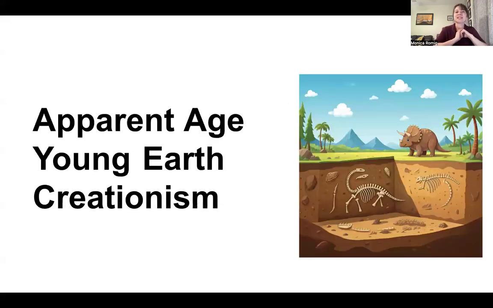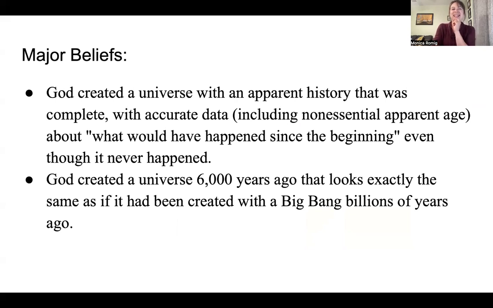Okay, second, young Earth creation theory. This one is called apparent age, or the appearance of age. And I will be candid, it is my personal favorite. I won't say that it's the one that I believe to be true, but I just find it fascinating. And it has to do with this idea of fossils. So here's what they believe. God created a universe with an apparent history that was complete with accurate data, including non-essential apparent age, about what would have happened since the beginning, even though it never happened.